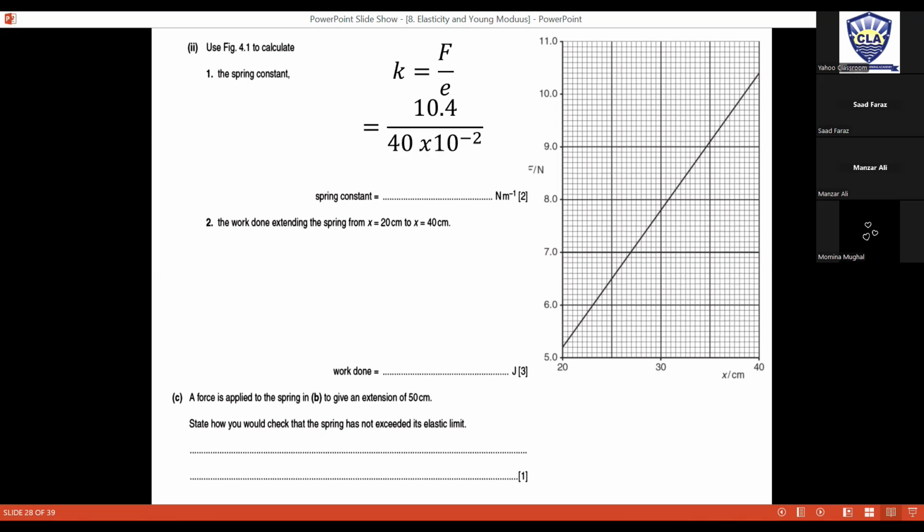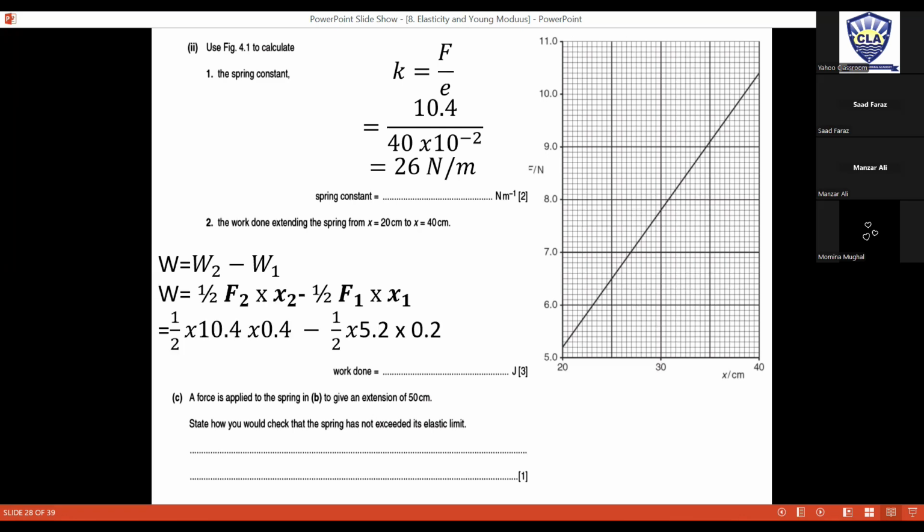For example, 10.4 divided by 40 and you get the answer for the spring constant. You can choose any other value as well. Work done in extension from 20 to 40. Find the work done for 20 centimeters, find the work done for 40 centimeters, and the difference, W2 minus W1, will be the extra work done. But distance has to be in meters: 0.4 and 0.2. So this is the work done.